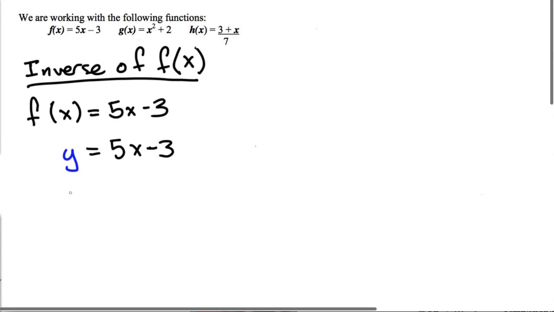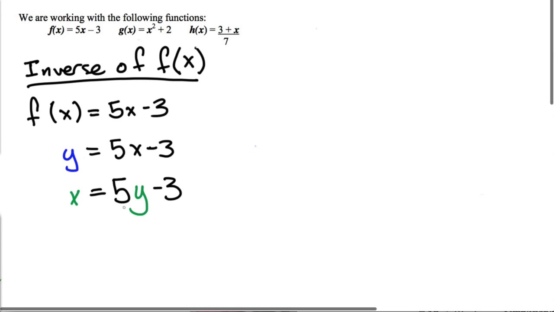Okay, the second step is to swap x's and y's. So this y is going to be replaced by x, and this x is going to be replaced by y. And then everything else stays the same. So this is equal to 5 times y minus 3. So notice the only thing I did is swap the x's and the y's. The next step is to solve for y.